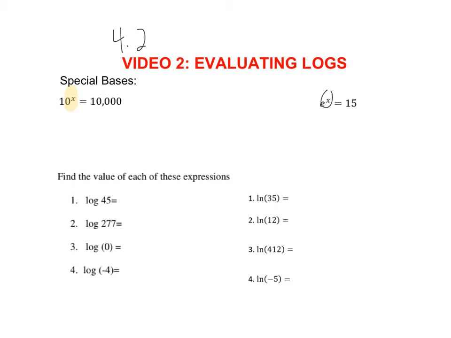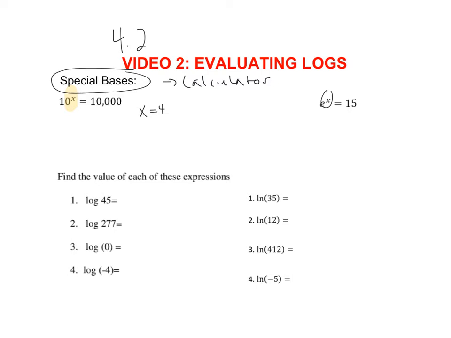With these, we call these our special bases, because these are the ones that we're going to use quite often. These are the ones our calculators can actually handle. So that's why these are awesome and special. Calculators help us. So 10 to the blank power equals 10,000. You may know x is 4. If you don't know, we'll see why.